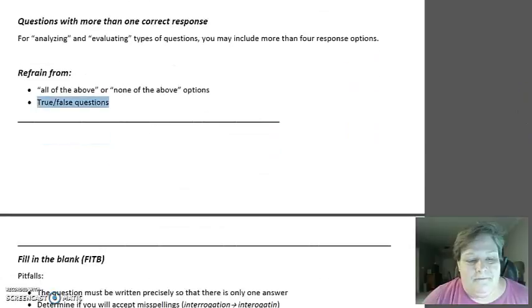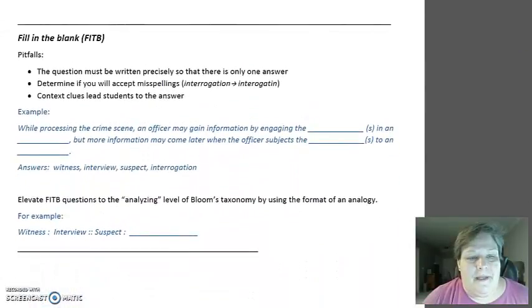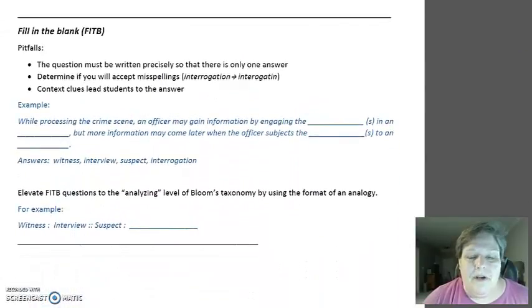Let's scroll down and look at fill-in-the-blank questions. Now, there are some pitfalls to fill in the blank. You clearly know when you're writing an exam question what the answer should be, but sometimes it's not clear to anyone else what the answer should be. So a good rule of thumb is to have your instructional designer always go through and review your fill-in-the-blank questions. You also need to determine if you're going to accept misspellings as correct answers.